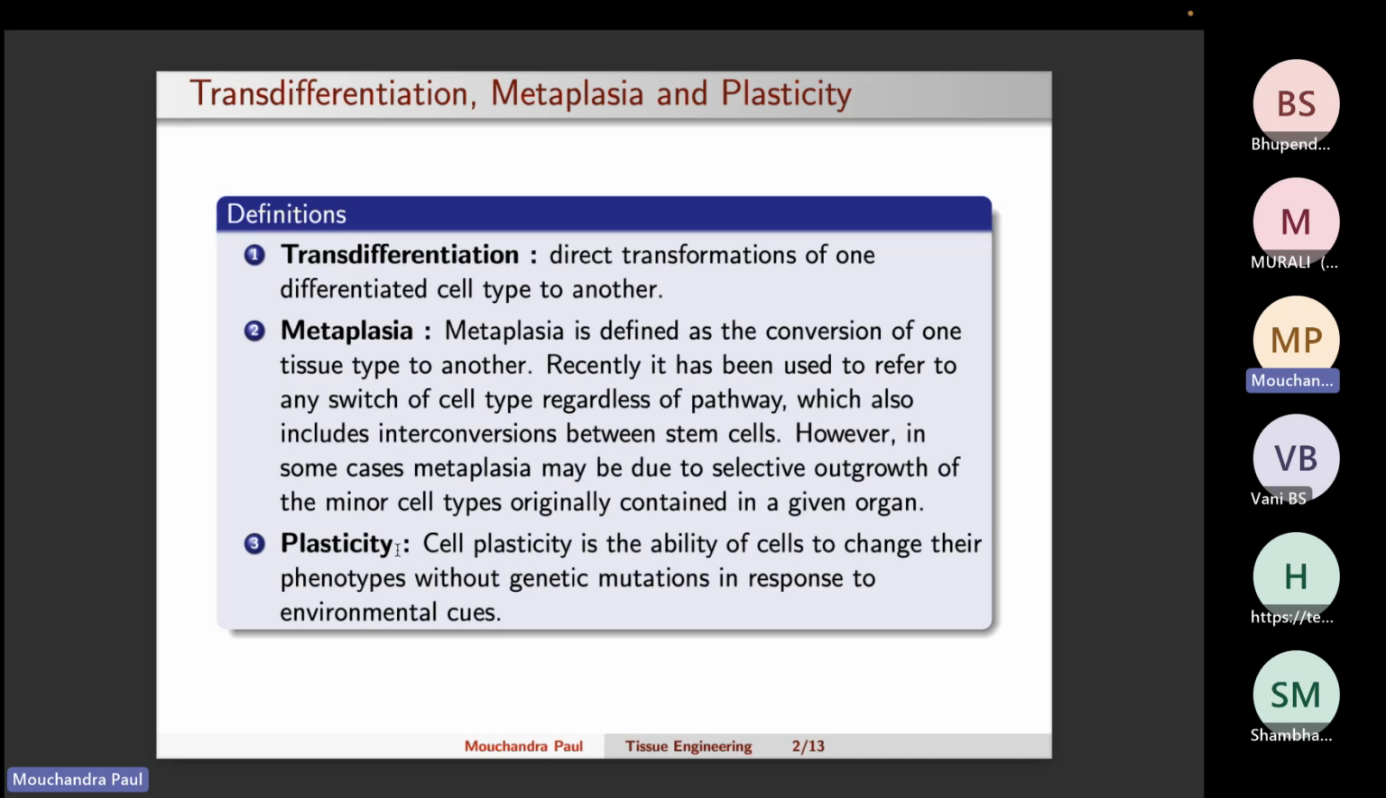Okay. Is there any doubt in understanding these three terms? Yes, ma'am. In transdifferentiation, you said differentiation of one cell type to another. Does it mean the cell can differentiate to another germ layer cell? For example, if an ectoderm cell can be differentiated to a mesoderm cell, is it included like that?